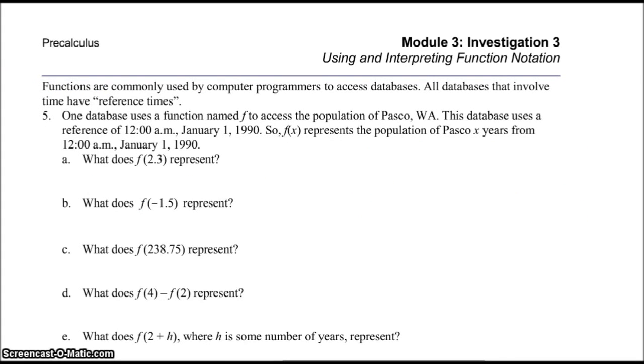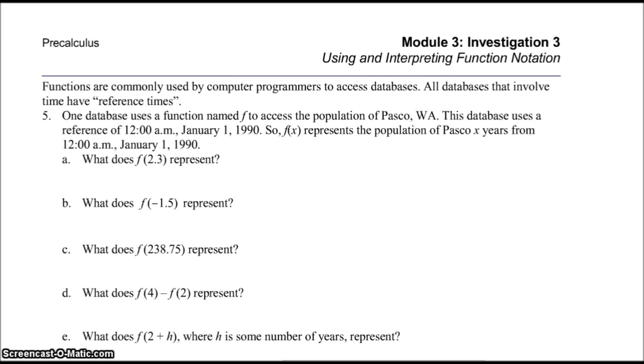Number 5 says that functions are commonly used by computer programmers to access databases. All databases that involve time have reference times. One database uses a function named f to access the population of Pasco, Washington. This database uses a reference of 12 a.m. January 1st, 1990. So f of x represents the population of Pasco x years from 12 a.m. January 1st, 1990.